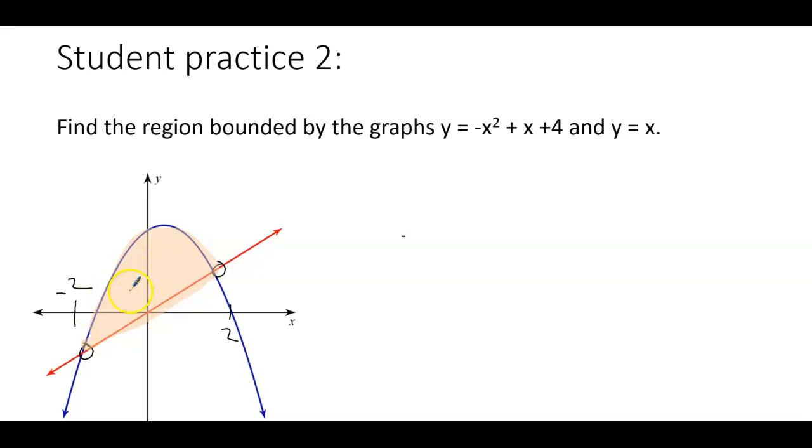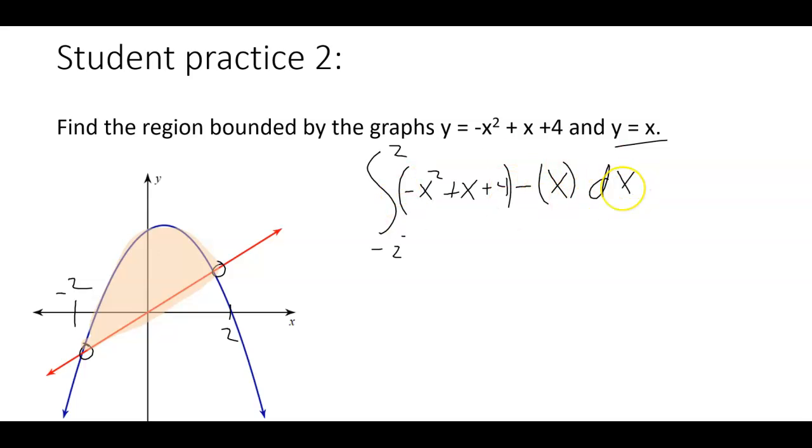And so we're looking for this area. So we'd be integrating from negative 2 up to positive 2. It looks like in this region that the parabola is the one on top. So the negative x squared plus x plus 4 goes on top, minus the linear function, the red line, y equals x, which goes on the bottom. So we have the top function minus the bottom function, and then we're going to go ahead and simplify and solve this.